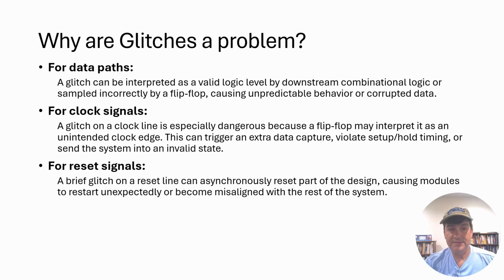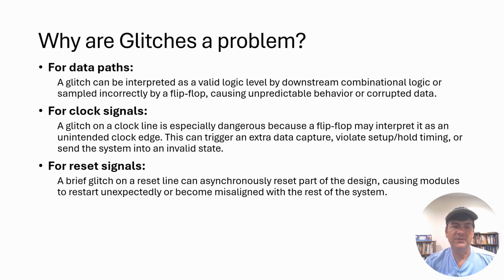Why are glitches a problem? For data paths, a glitch can be interpreted as a valid logic level by downstream combinatorial logic, or sampled incorrectly by a flip-flop, causing unpredictable behavior or corrupt data.